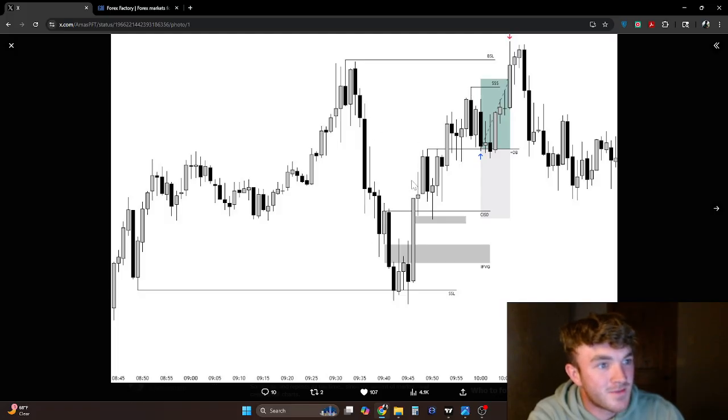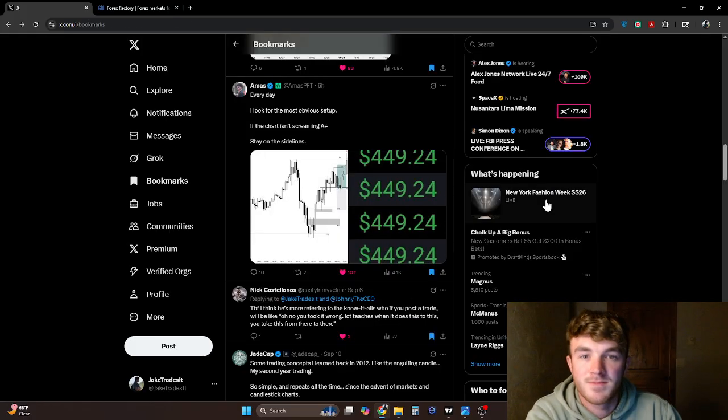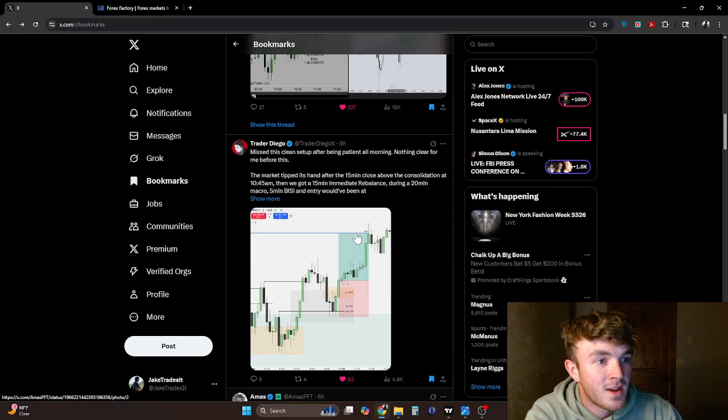So he looks for the trend, looks for the liquidity sweep, the break of structure, finds an order block within that trend, enters on the order block, and then delivers it to the next swing high. And that's a beautiful way to trade. Good job, Amos. I think that's what he does. Once again, I've got to do some more research into it.